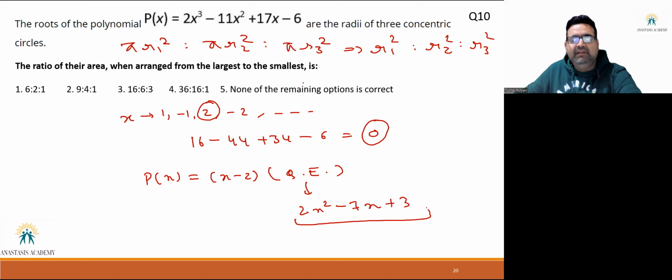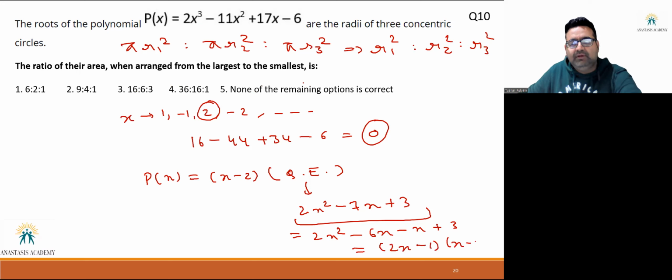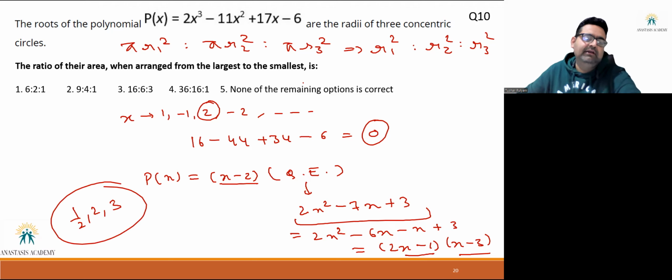Now this is a very easy middle term splitting because 7 is 6 plus 1 and 2 into 3 is also 6. So I can do 2x square minus 6x minus x plus 3. Now I take 2x and minus 1 common. So my final answer will be 2x minus 1 into x minus 3. So this was the first root, this is the second root, this is the third root. So my roots are half, 2, and 3. And these are the radii.